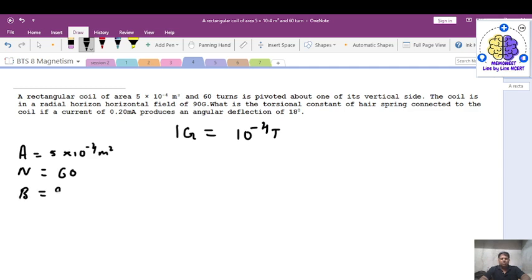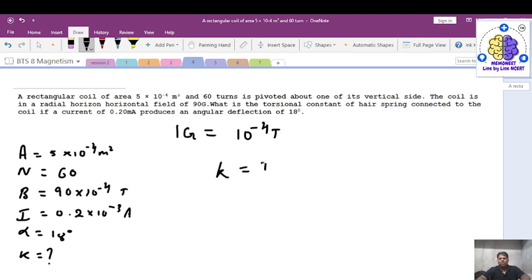B is equal to 90 into 10 to the power of minus 4 Tesla, and consider the current flowing is 0.2 into 10 to the power of minus 3 ampere, and alpha is equal to 18 degrees. They're asking us to calculate K, right? So we know that K is equal to INBA upon alpha. So simply putting the values, we get K, that is the torsional constant.